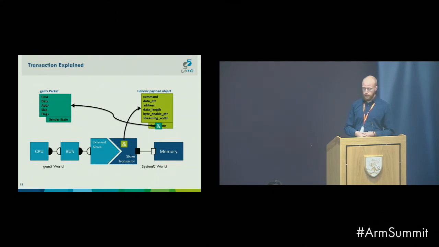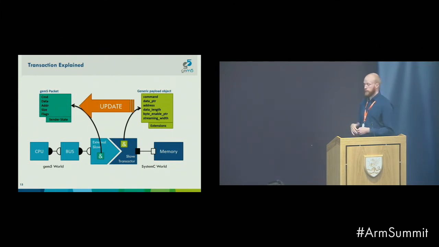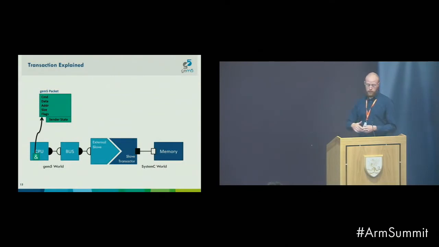And now what we can do is we can restore our original Gem5 packet by removing the extension from the generic payload. Now we can update this packet with the metadata from the generic payload so that we have all the information that the memory filled into this payload. And now we can destroy the generic payload, and then we can simply follow the Gem5 procedure and return this reference as a response to the CPU.